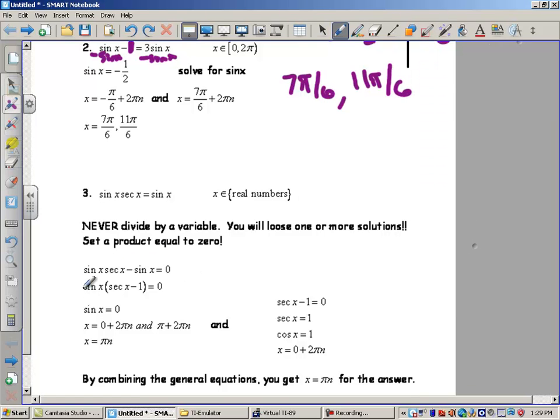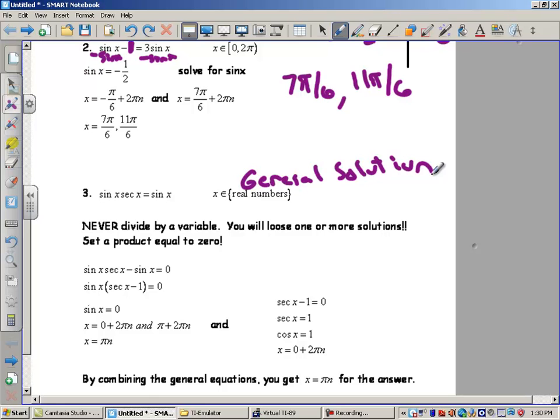I'm sorry about that. Anyway, so you factor out a sine x and you get that x is 0 and pi, and then also you have to set secant x minus 1 equal to 0, and that happens when secant is 1. Secant is the reciprocal of cosine, so that happens when cosine is 1, and so we've got pi n and 2 pi n, and so that's like 180, 360, 540, 720, and so on. So we're going to combine these and we can get pi n as the answer. Real numbers means we need a general solution here.